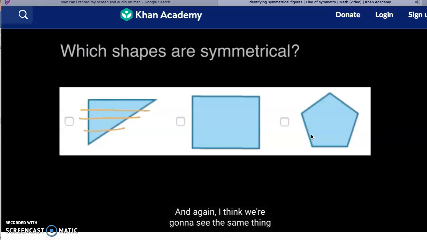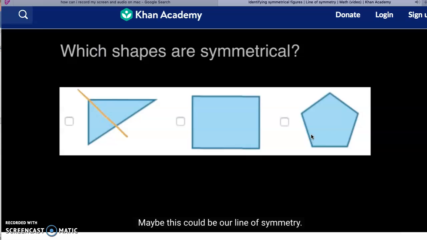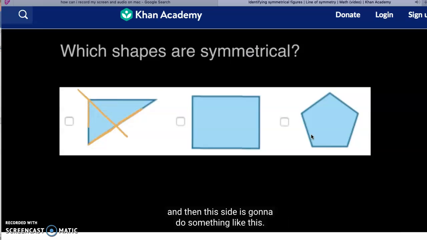And again, I think we're going to see the same thing, that the top and the bottom of the line are not going to match up exactly. So maybe one last thing we could try is a diagonal line, something like this. Maybe this could be our line of symmetry. If we fold this bottom side, this might line up pretty nice here. And then this side is going to do something like this. So it's close, it's the closest we've gotten, but still does not match exactly.